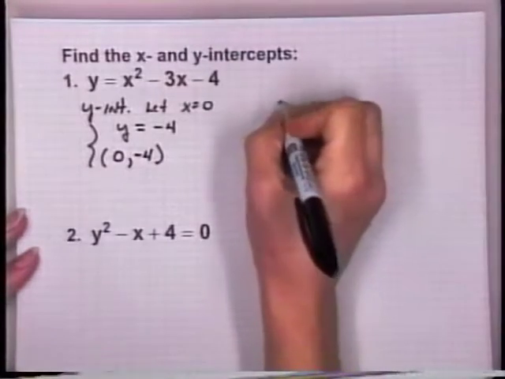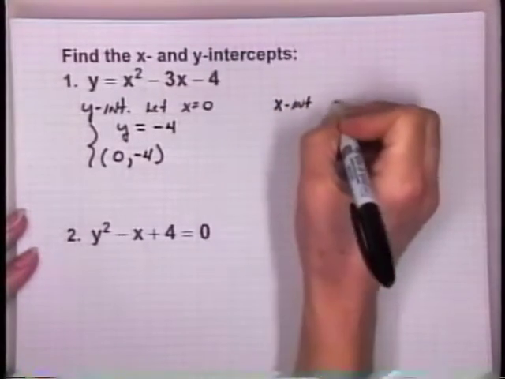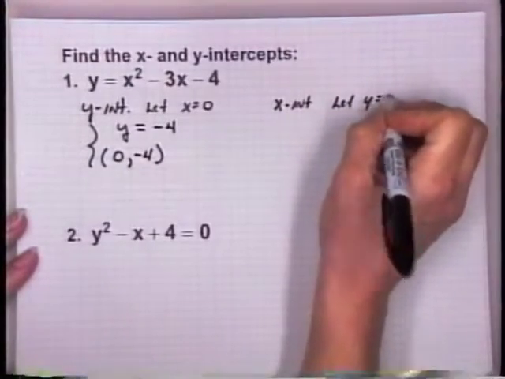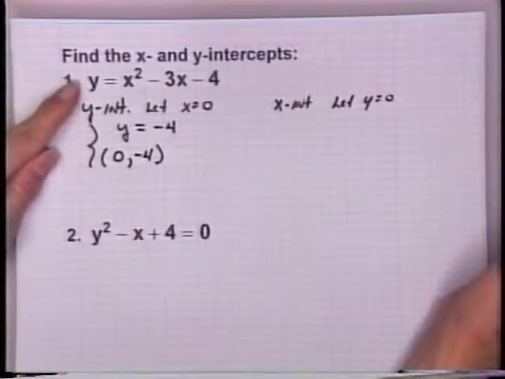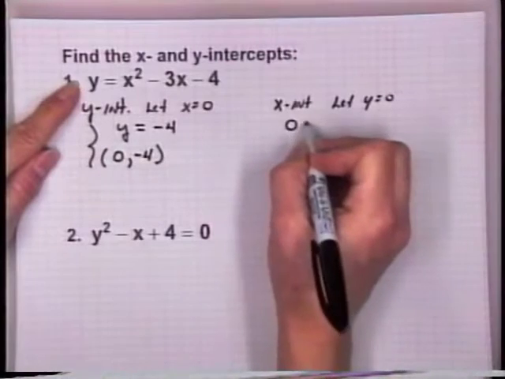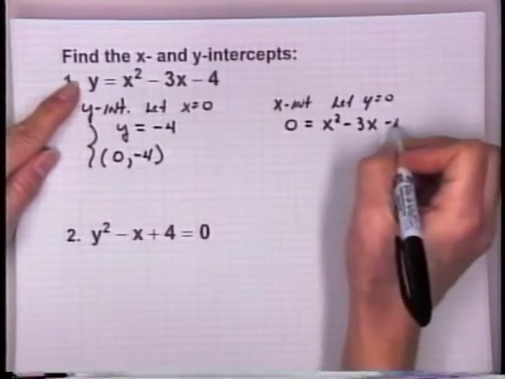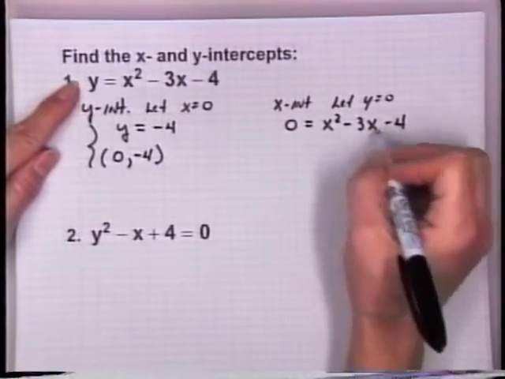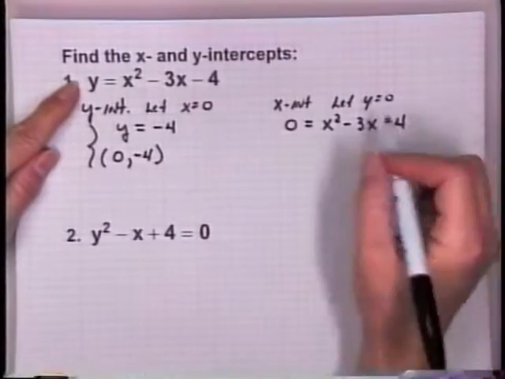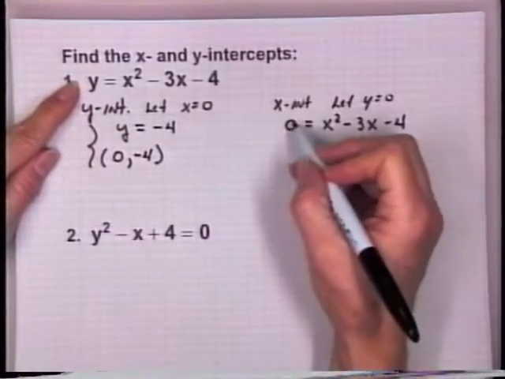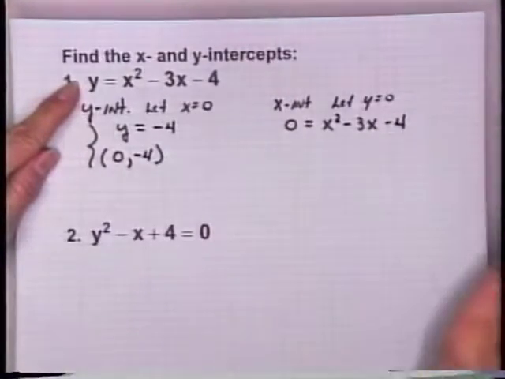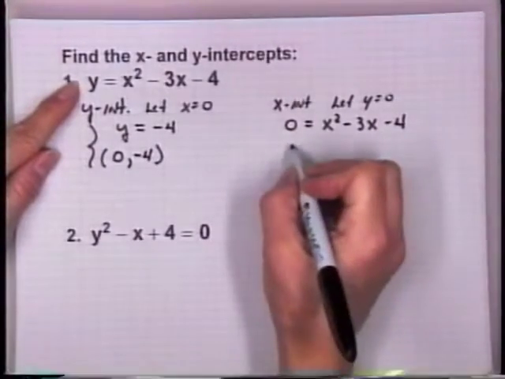Now, to find the x-intercept, remember, we're going to let y equal 0. So if I let y be 0 in this equation, I have 0 equals x squared minus 3x minus 4. How do you solve an equation like this? It's a quadratic, isn't it? So isn't the idea we have 0 on one side, factor if we can? Let's see about factoring this one.